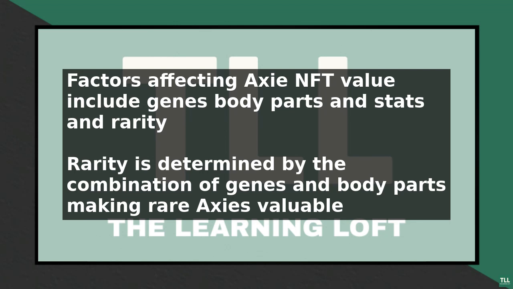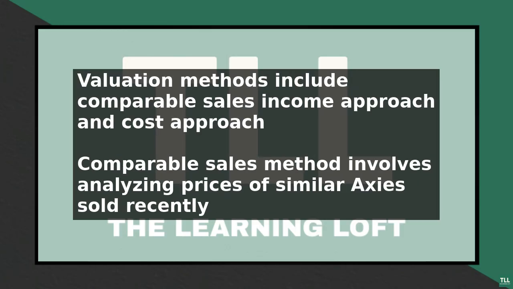To value an Axie NFT using the comparable sales method, start by researching recent sales of similar Axies. Look for Axies with similar genes, body parts, and stats, and note their sale prices. Then, adjust the sale prices based on any differences between the Axies, such as their level or experience. Finally, use the adjusted sale prices to estimate the value of the Axie being valued.